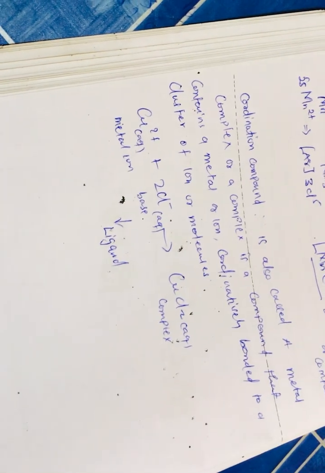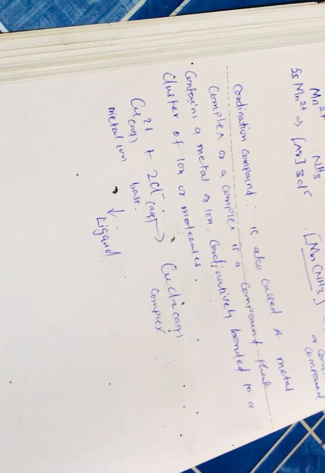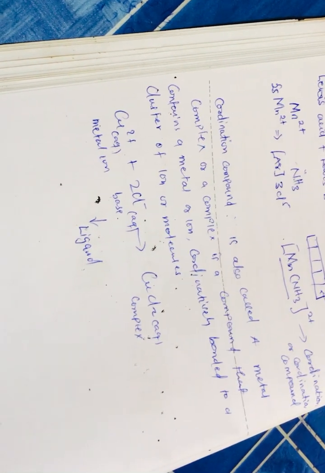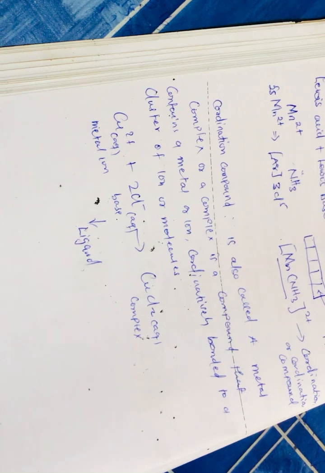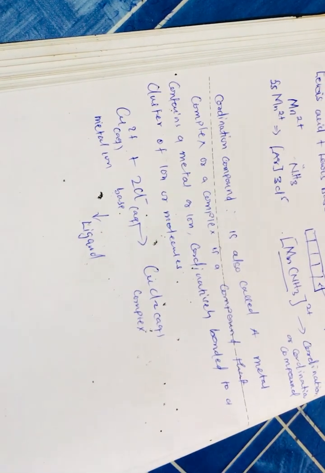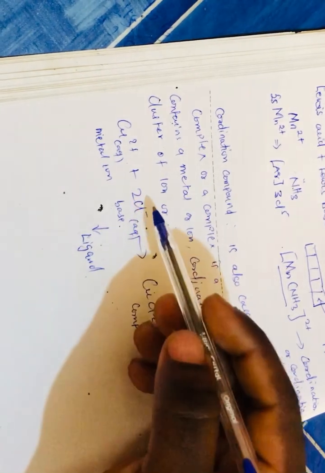So that's the explanation of coordination compounds. We are dealing with a central metal or ion that is referred to as the Lewis acid because it accepts a pair of electrons. Then we have the ligands that are surrounded around it.